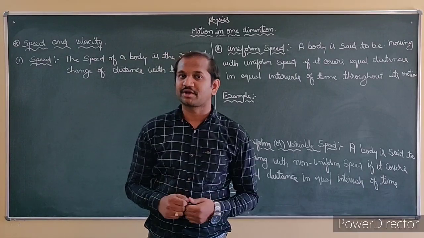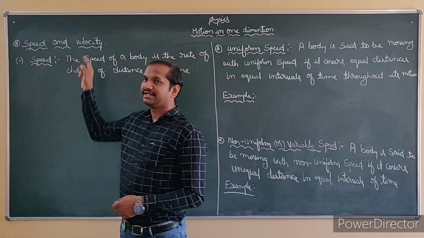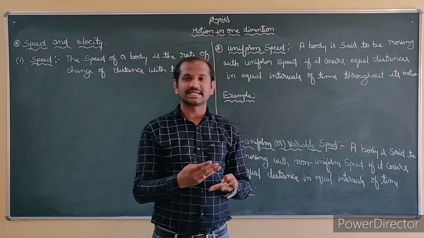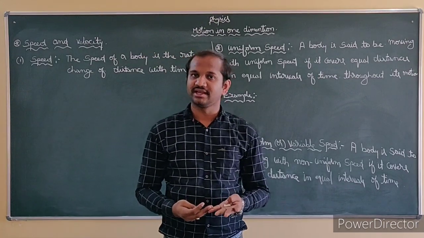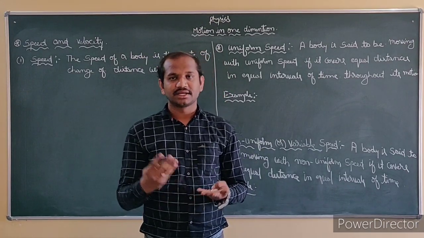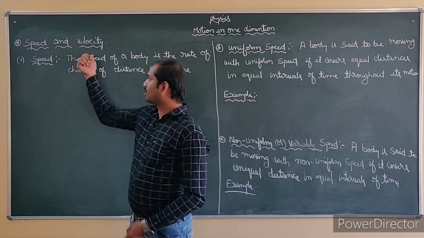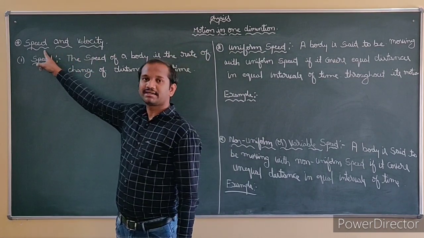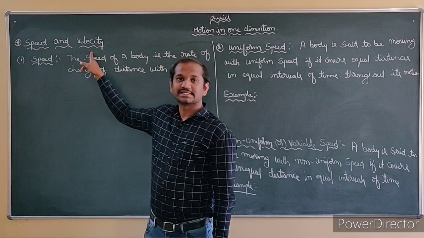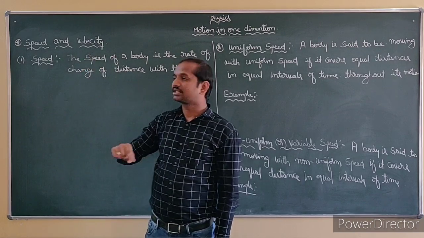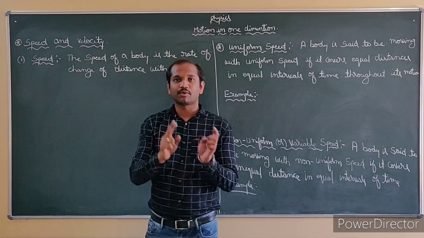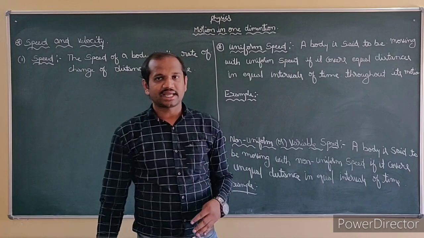Now we have the concept of what you mean by speed and velocity. Among distance and displacement, distance was a scalar and displacement was a vector. Now among speed and velocity, speed is a scalar and velocity is a vector quantity. Among that, first let us discuss completely what you mean by speed and its types.